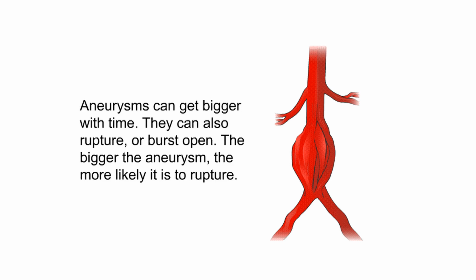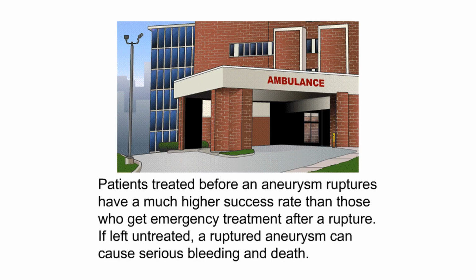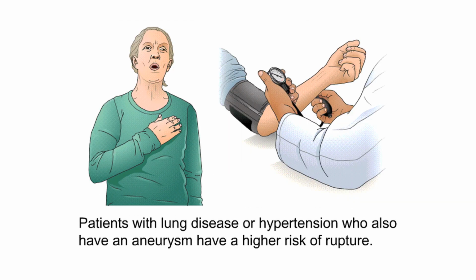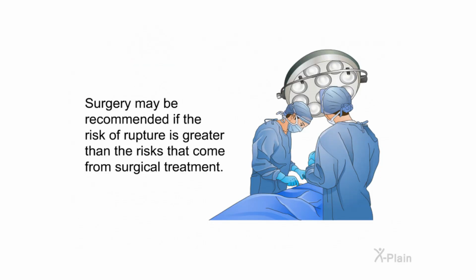Aneurysms can get bigger with time. They can also rupture or burst open. The bigger the aneurysm, the more likely it is to rupture. Patients treated before an aneurysm ruptures have a much higher success rate than those who get emergency treatment after a rupture. If left untreated, a ruptured aneurysm can cause serious bleeding and death. Patients with a lung disease or hypertension who also have an aneurysm have a higher risk of rupture. Surgery may be recommended if the risk of rupture is greater than the risks that come from surgical treatment.